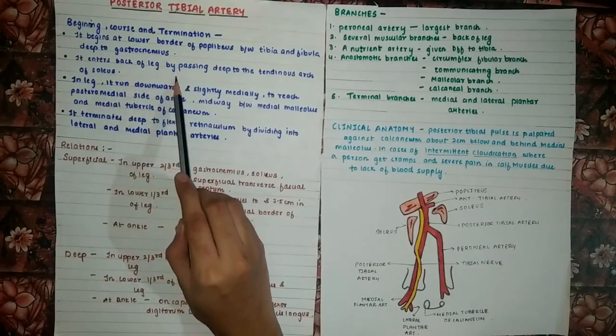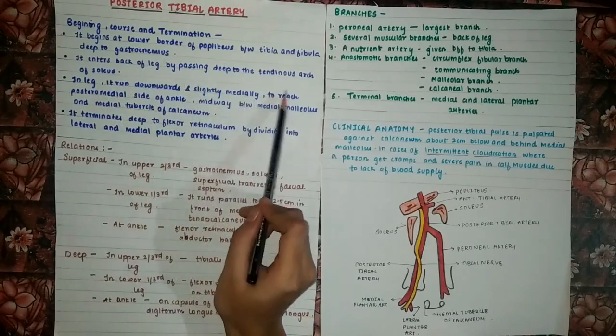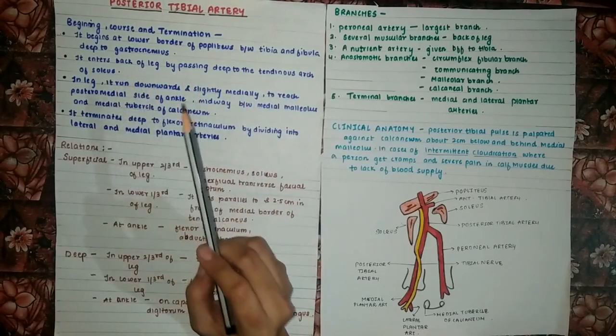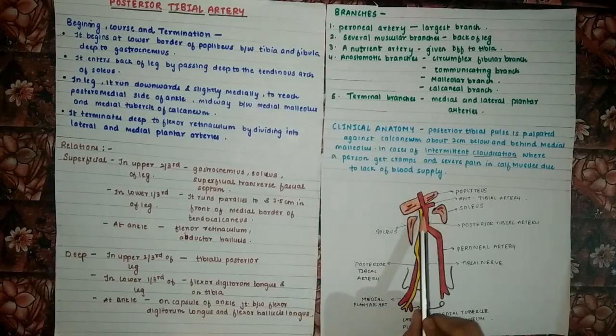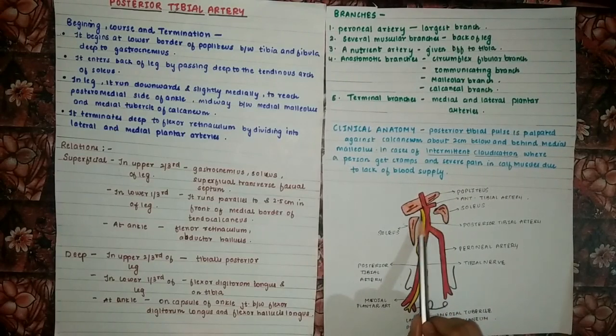It enters the back of the leg by passing deep to the tendinous arch of soleus. This is the soleus muscle, deep to the tendinous arch of soleus it passes.